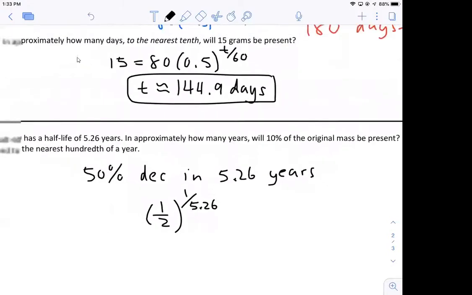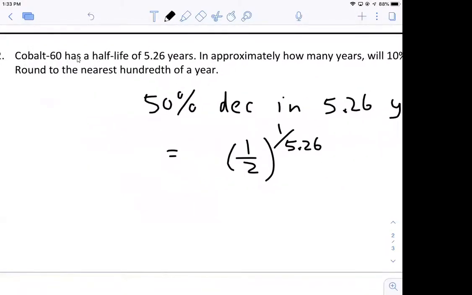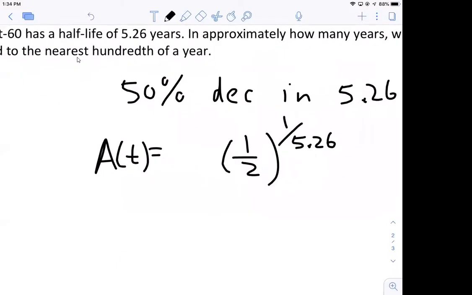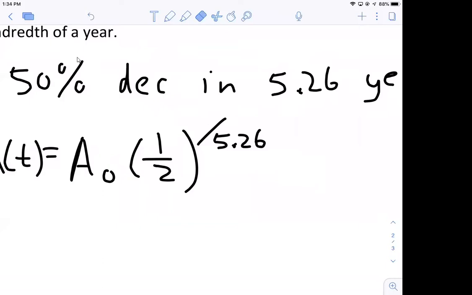So hopefully that's okay. So if we were to write our equation, A of t, the amount after t years, is going to equal the initial amount times our yearly decay factor, right? All of this to the t power. So I can just say a half to the t over 5.26.